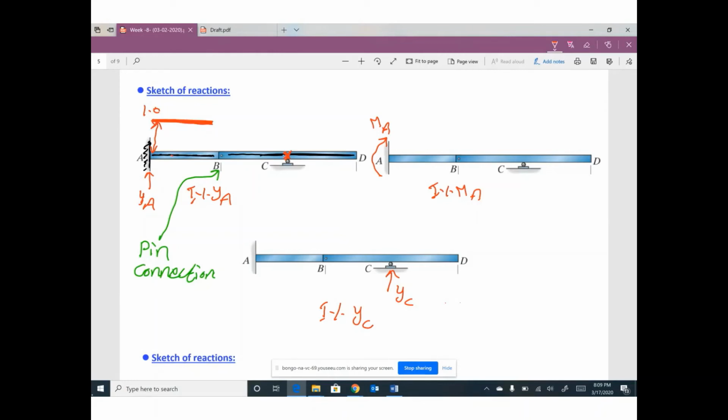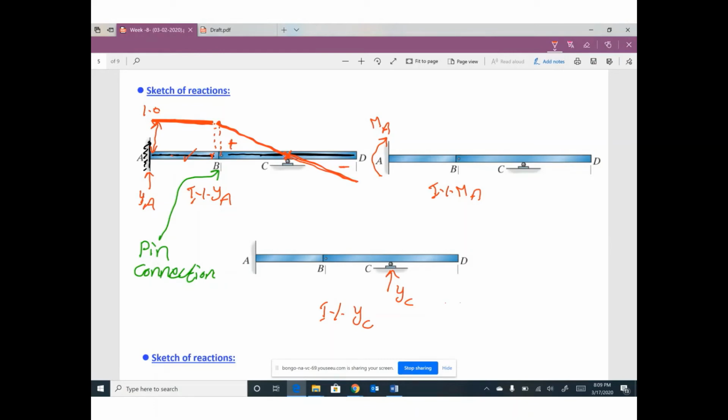So the left side of this connection moved up with this member. The right side will move up, will follow, cannot leave each other. So the new shape of this part of the beam will be like this. This one will be negative and this one will be positive.